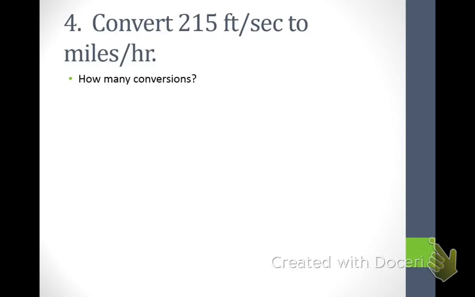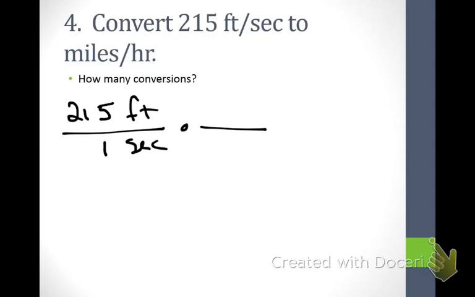So we do kind of the same process, only now when we make our fraction, we're going to write this as a unit rate. So 215 feet over 1 second. That's what the 215 is telling you. 215 feet per second means that you're traveling 215 feet for every 1 second. Okay? Now, we're still going to use our ratios to help us convert. But like you guys said, we need 2 conversions. So we need 2 ratios.